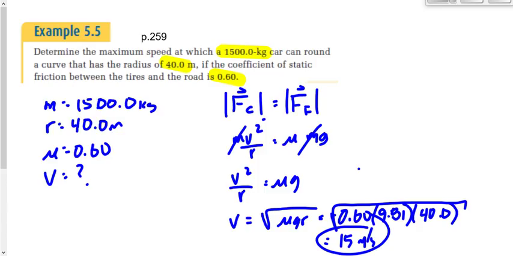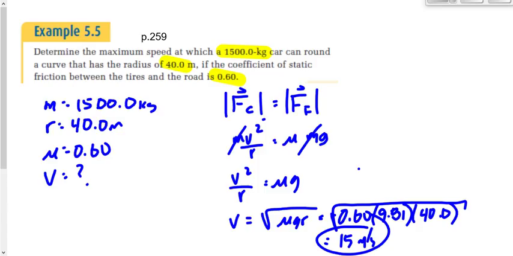So you go 14 meters per second, what happens? You stay on the road. Fine, no problem. You go 16 meters per second, what happens? You slide off the road. Do you slide off in a straight line? No, because there still is a force pulling you in, right?